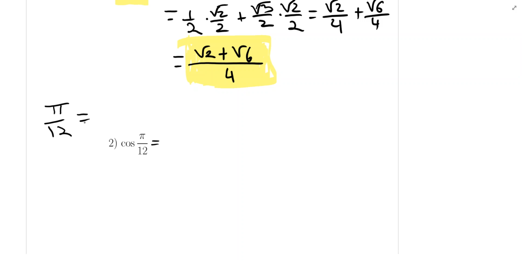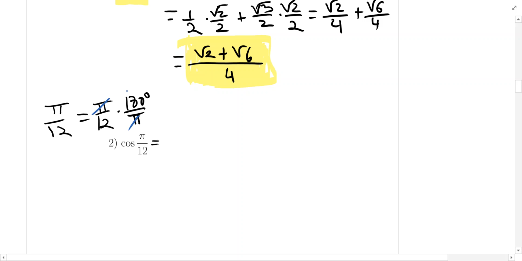So it's kind of not as obvious to do it with radians. One way to get these is to transform the radians into degrees. This is like first week of class. So pi over 12, to transform it into degrees, we multiply by 180 degrees over pi. And then the pi goes away, and the answer is 180 degrees over 12, which is 15 degrees.